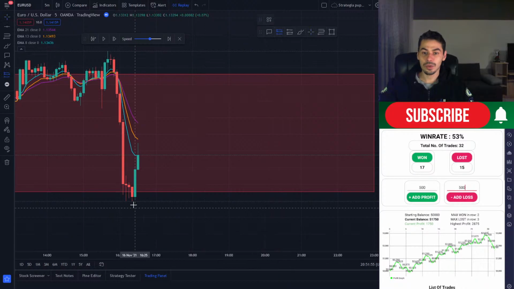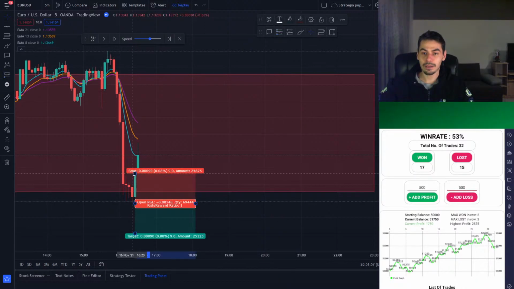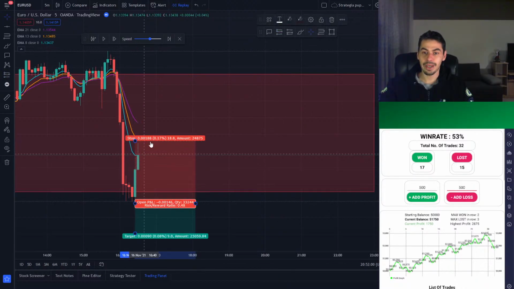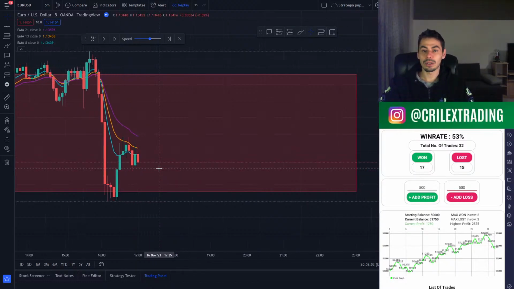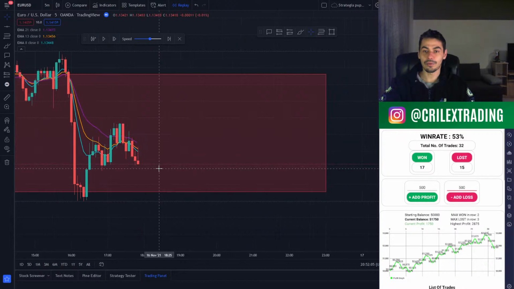Let's see if this order will be, I think this one would be too big of an order. Yeah, it exceeds 15 pips. So we will just disregard it and look for another signal.